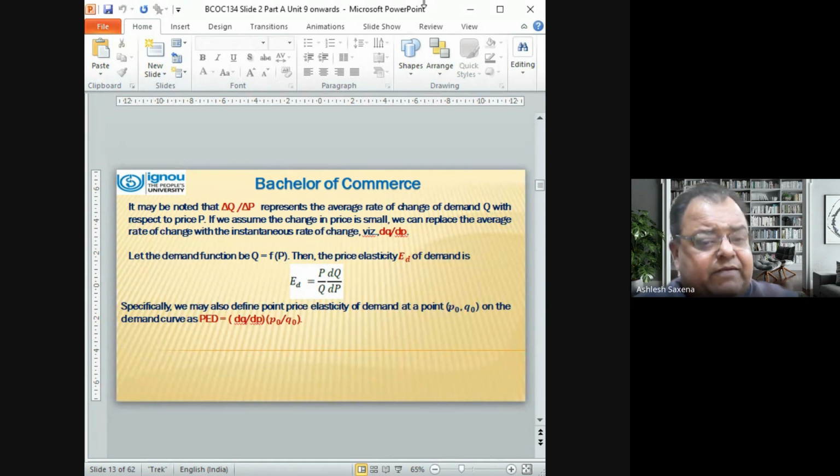If the demand function is Q equal to f(P), then we can write price elasticity as P by Q into dQ by dP. Or if we define point price elasticity of demand at a point P naught, Q naught on the demand curve, it is equal to dQ upon dP into P naught upon Q naught. It is basically depending upon what condition is given to you in the problem.